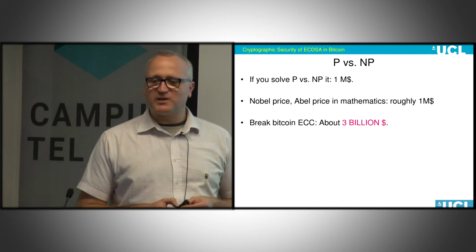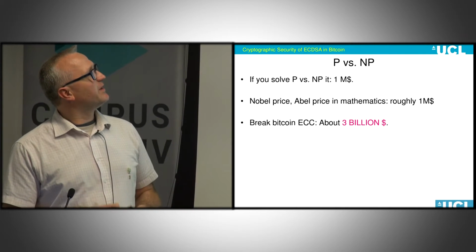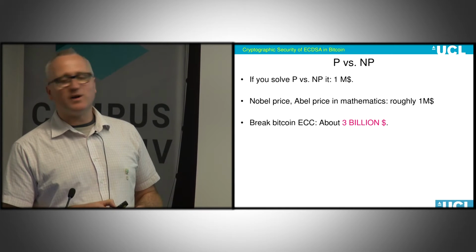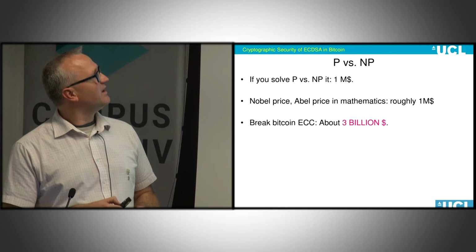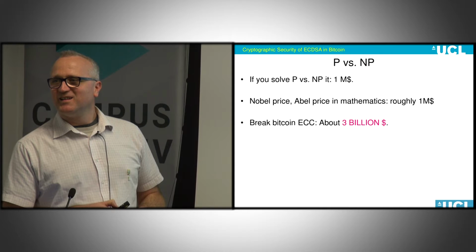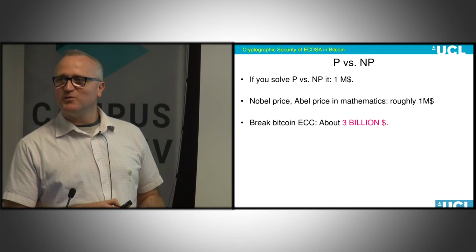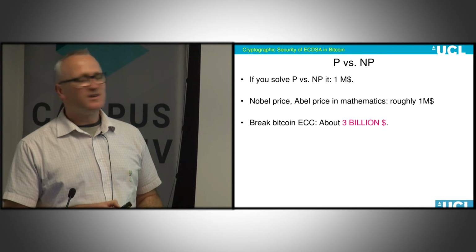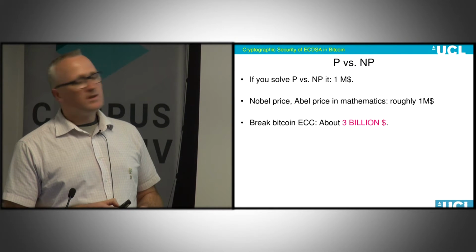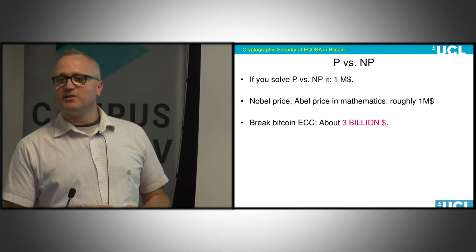So in computer science, you have these famous problems. Is P equal to NP? If you solve it, you earn $1 million. Wait, maybe I can do it. Yeah, so you can earn $1 million. A Nobel Prize is typically like $1 million.